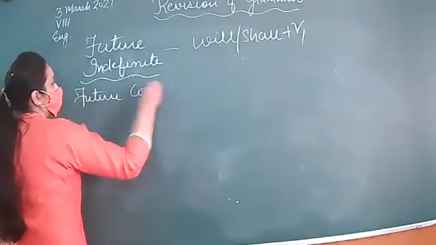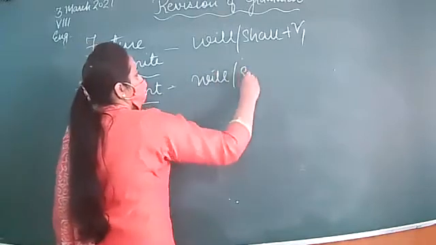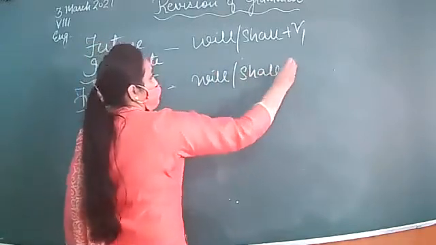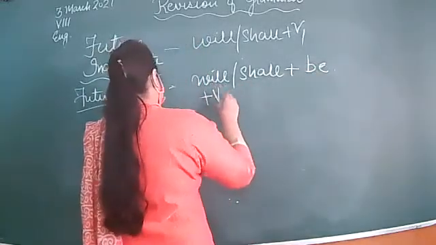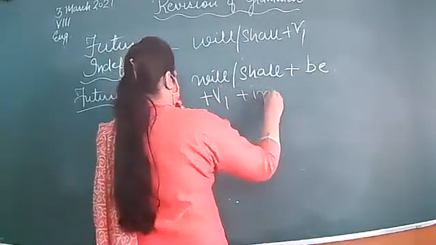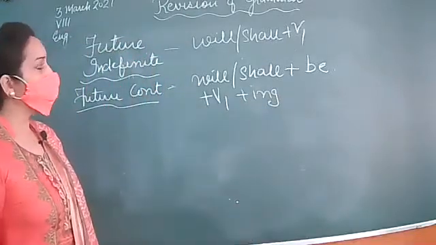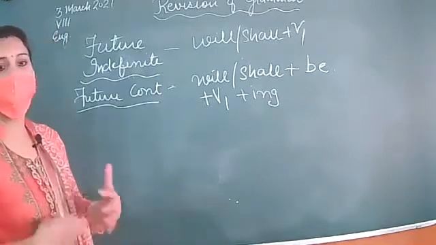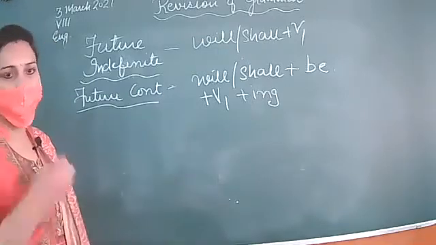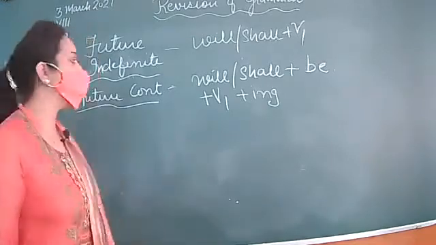And when we have future continuous tense, in future continuous tense, will or shall will be coming, but you will be adding be. I shall be waiting for you, I shall not be waiting for you. Clear? It means this section will be going in the continuous form.